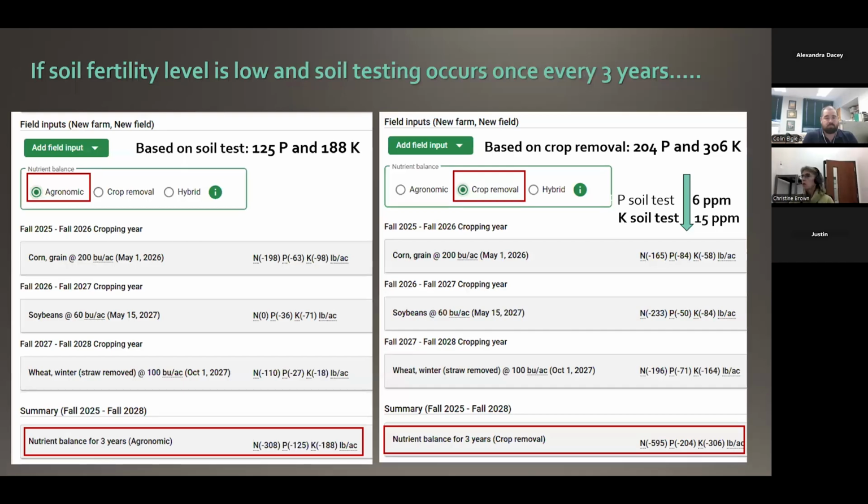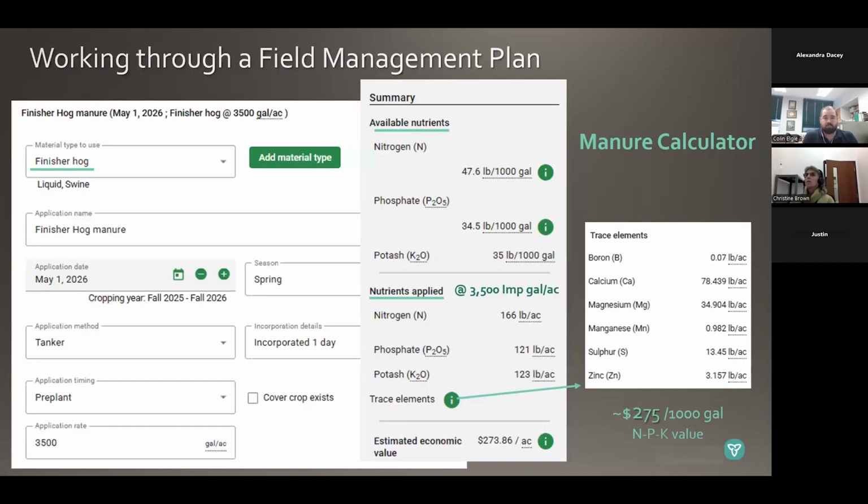Oops, did I go too far? And then walking through, using the manure calculator or the organic amendment calculator. So in this case, I'm using the finisher hog that's at 9.3 or the more concentrated manure. I give the analysis information, and then I give the management information.